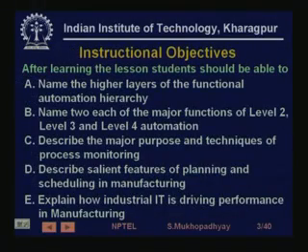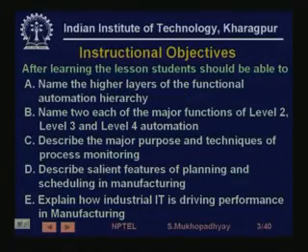As usual, the instructional objectives: name the higher layers. The student should be able to at least name the higher layers, name the major functions of each of the higher layers, level 2, 3 and 4 automation, and describe many of them. The basic technologies involved are monitoring technologies and optimization technologies. Part of it gets manifested in planning and scheduling.